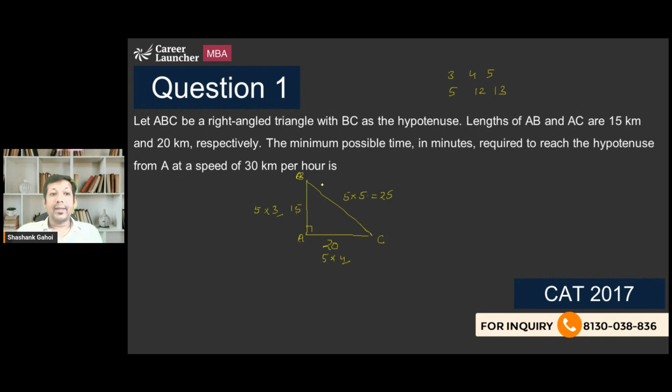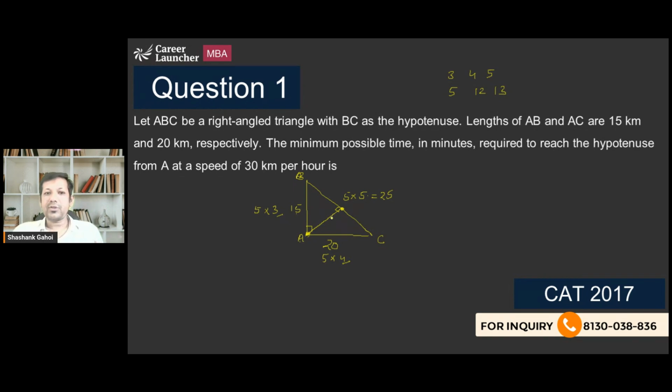Now, the minimum possible time required to reach the hypotenuse from A. So A is this point, and from this point I need to reach this point, and I need to take minimum time. So if I need minimum time, it means I need to take the shortest distance. And what is the shortest distance? The shortest distance is always the perpendicular distance from one point to another. So I need to find out the length of the perpendicular. How can I do that?